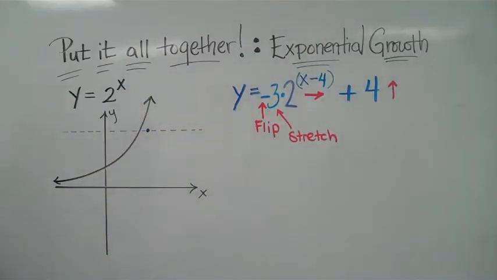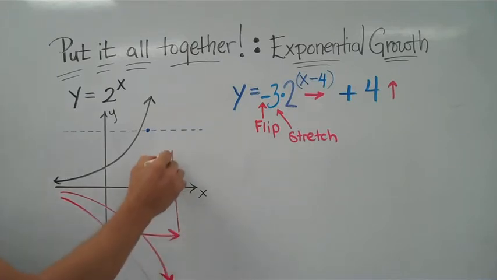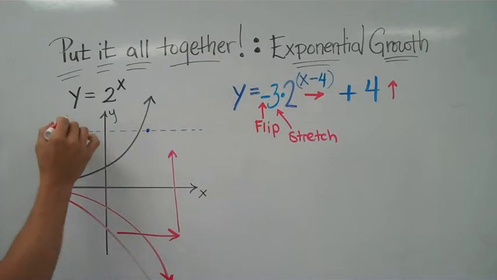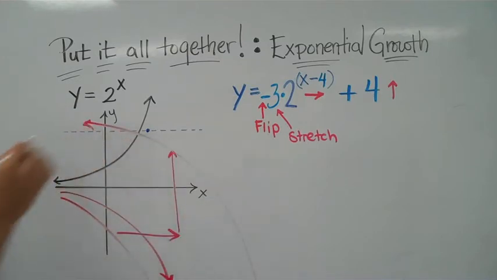So I can just draw a rough sketch of this. This is my parent function. If I flipped it, I get something like this. If I stretched it, I know I have to stretch it way down. I have to move all of these points over 4 and up 4. So I get something like that. That's just a rough sketch. You could pick x's and y's to make sure you're right.